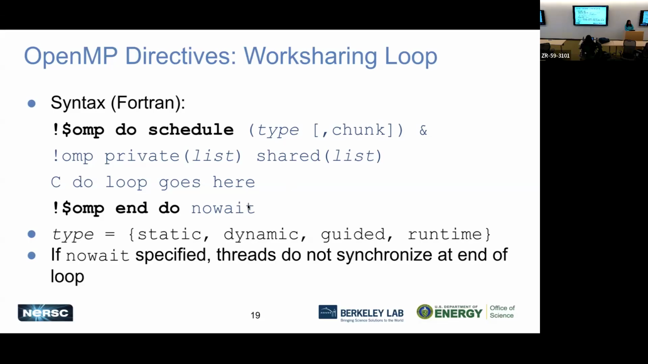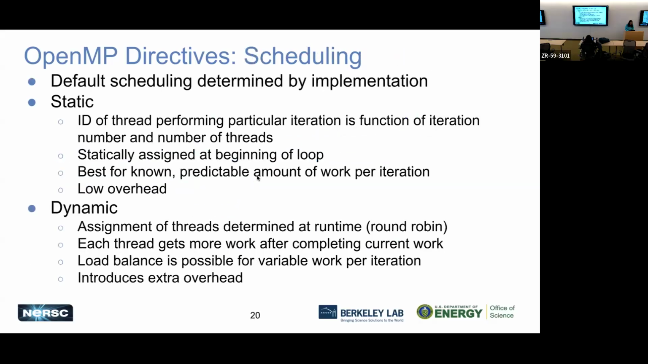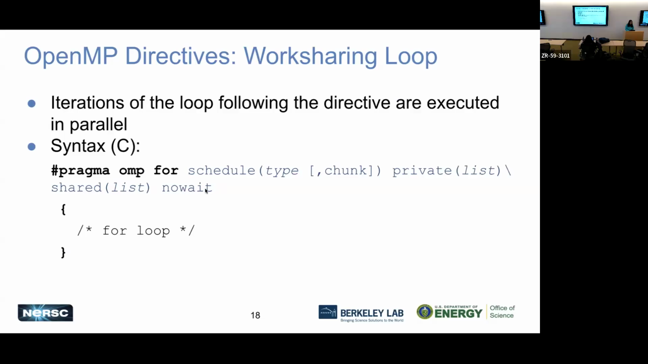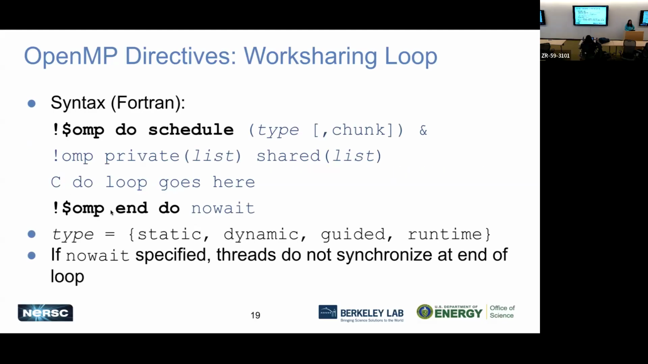Notice there's also a nowait. Nowait means that by default, each thread will wait for each other until the whole loop finishes. But if you add a nowait, then if one thread finishes sooner, it can continue to do work on the next command. For C, nowait is at the top on the directive line, while for Fortran, nowait is on the end line.